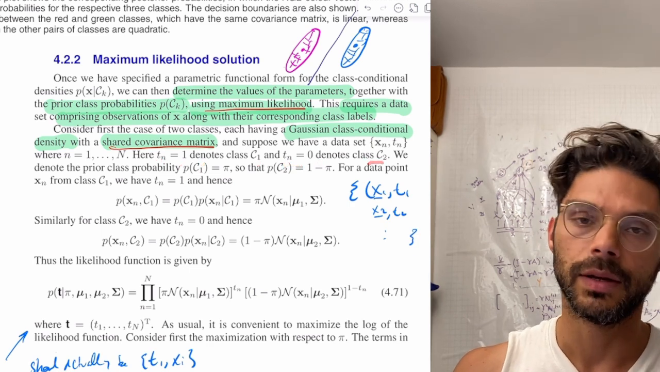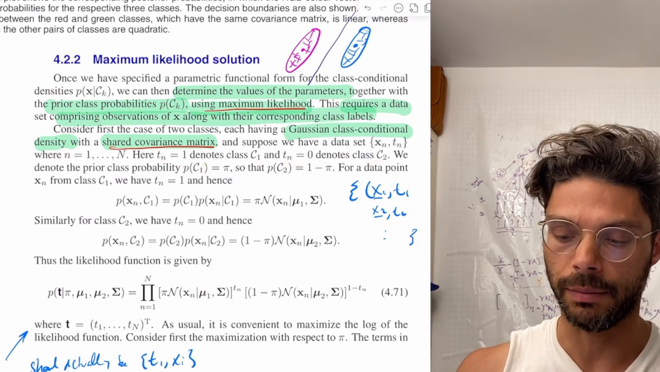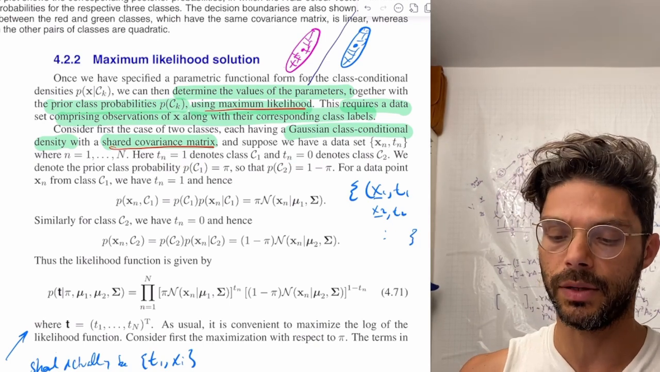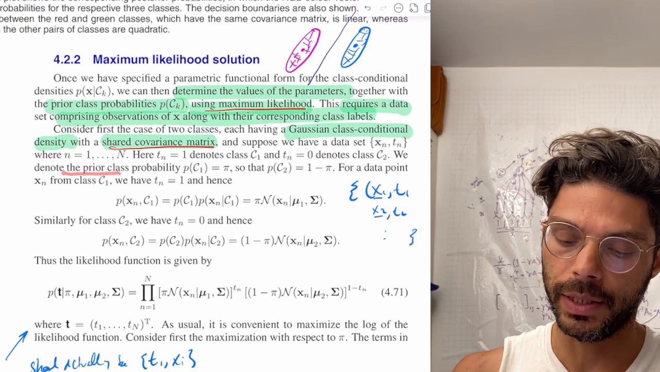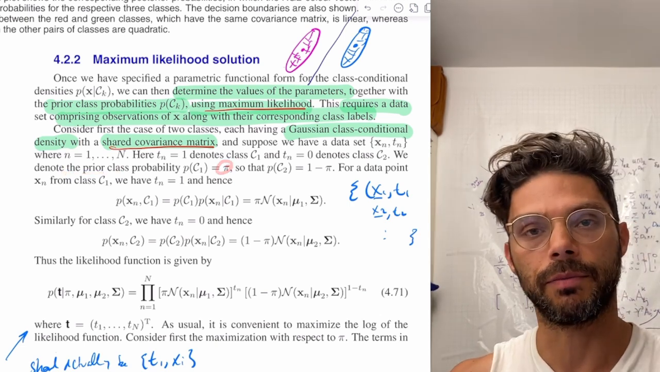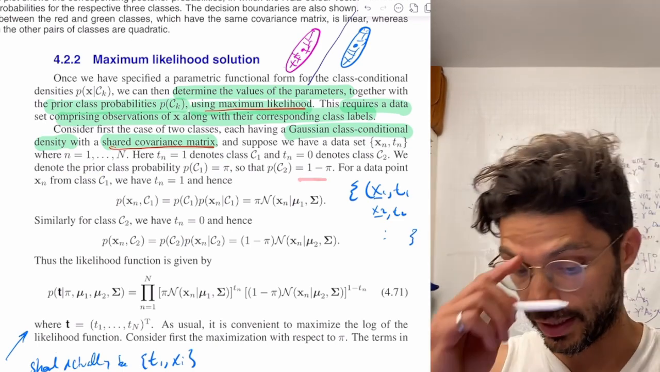And we're going to use that convention because it's going to make the math really simple. You can call them what you want, but this is the simplest way, and you'll see why. We denote the prior class probabilities as pi for being in the first class, and 1 minus pi for the second class.